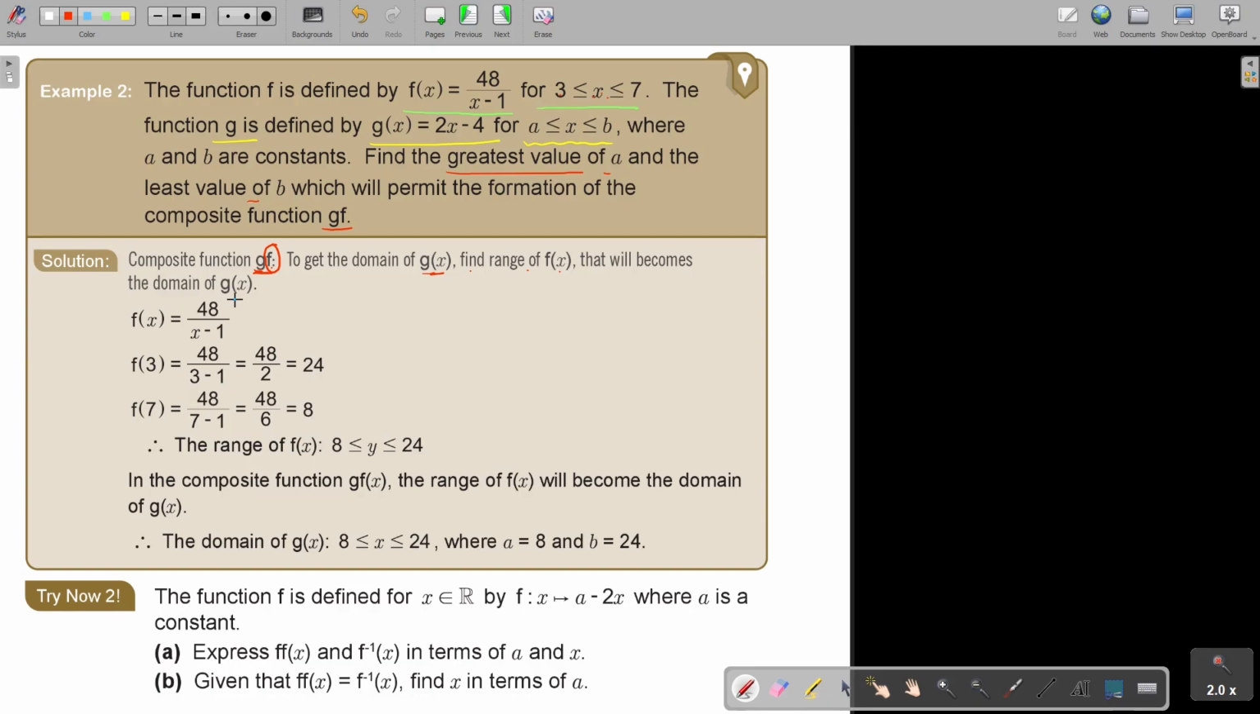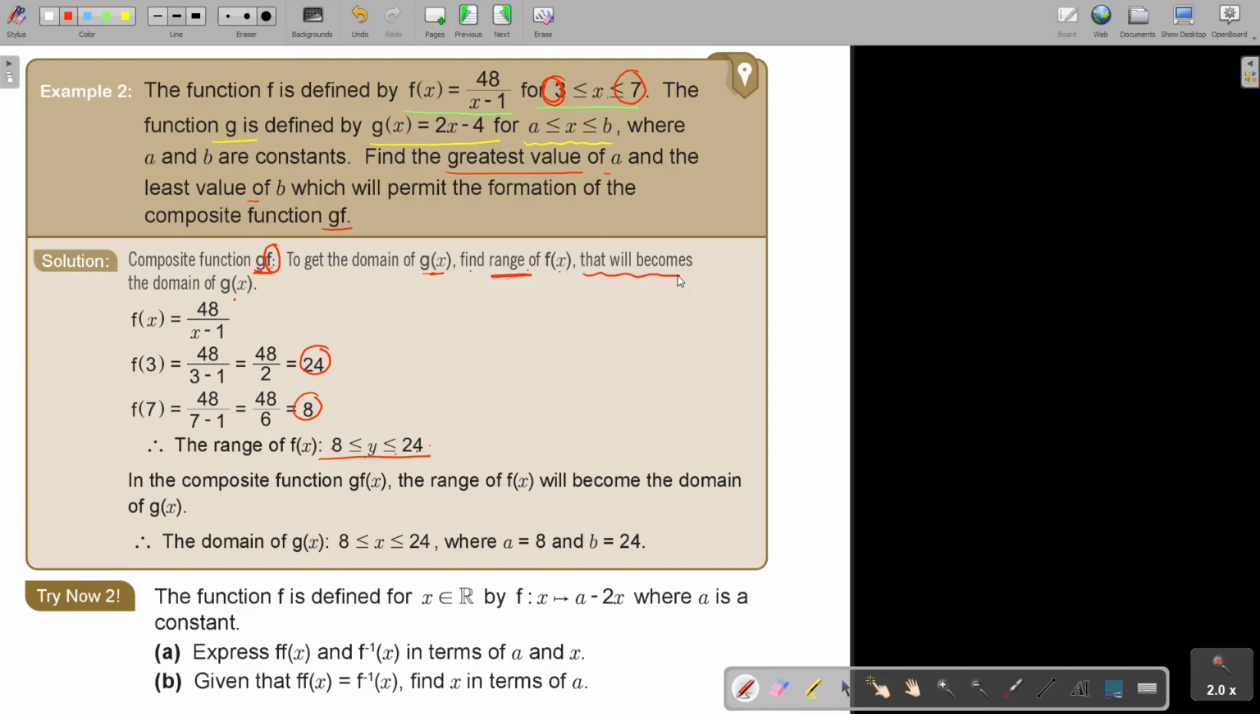So what I'm going to do is I'm first going to substitute those values now in f. So if I substitute, I get 24. If I substitute the 7, I get 8. So I know that the range will be y is bigger than or equal to 8 and smaller than or equal to 24. And that's what I said. Find the range. That's the range. That will now be the inputs in g.